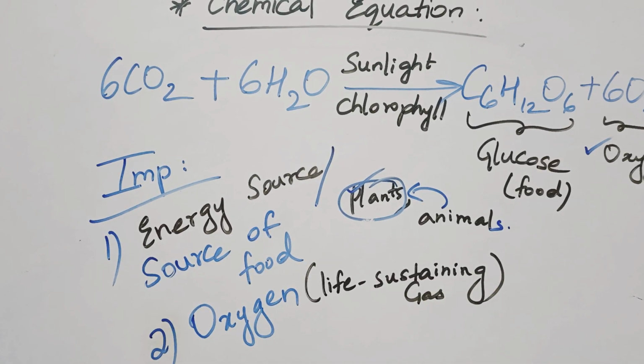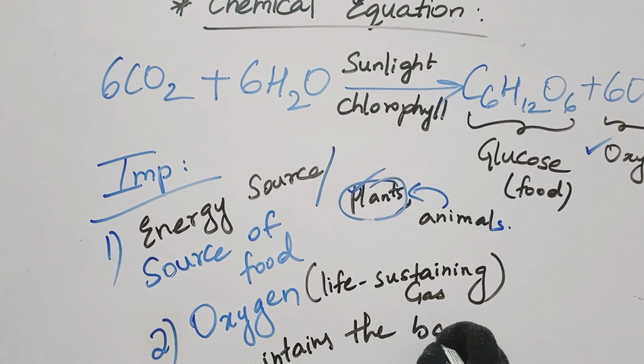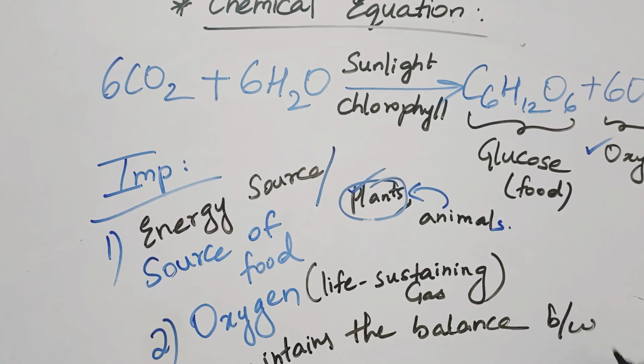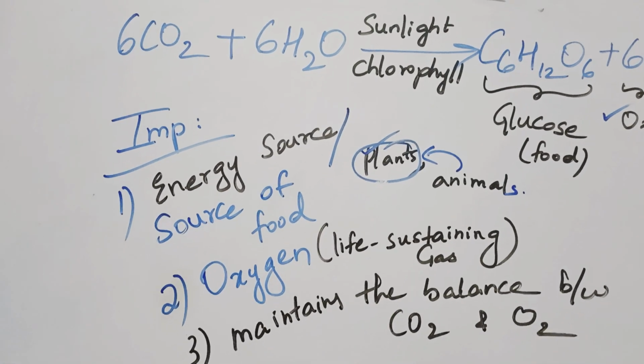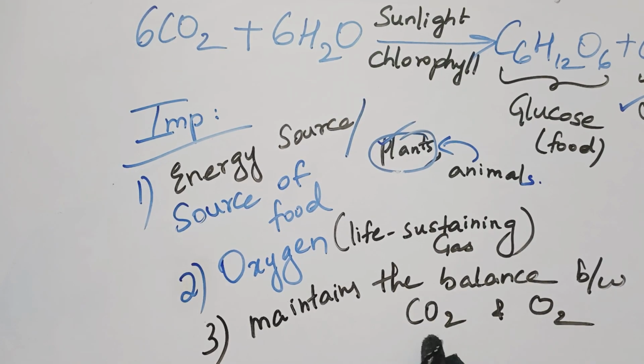Okay, moving ahead to the third importance. Photosynthesis helps to maintain the balance between CO2 and oxygen. So carbon dioxide and oxygen. This process of photosynthesis actually helps to maintain the balance between the gases CO2 and oxygen in the environment.